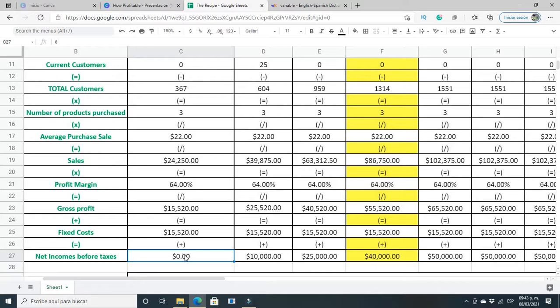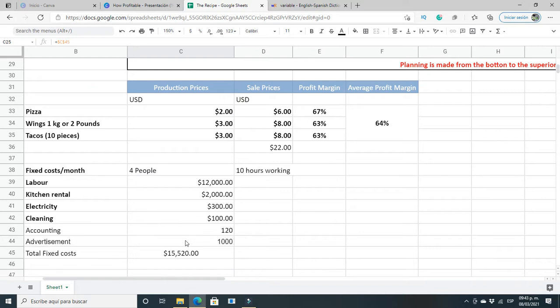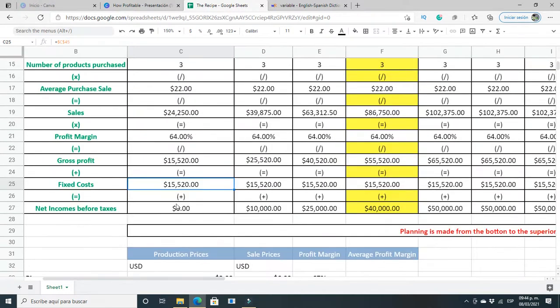The main reason is that in this moment we are not known by the people, we just have to work with this part to reach new people and so on. So that's the part that we were going to establish as 0. The next part are the fixed or the indirect costs that are the same, $15,520. That is the same number as these.